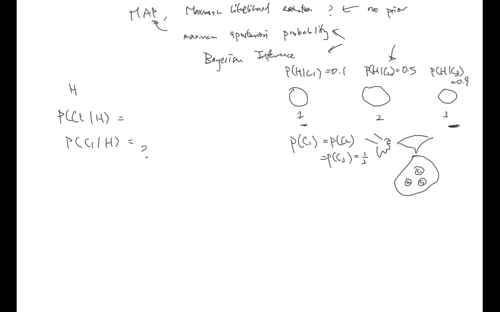Assuming I have no information here, P(C1), P(C2), and P(C3) are all 1/3. I have P(head given C1) equal to 0.1, P(head given C2) equal to 0.5, and P(head given C3) equal to 0.9. So what is P(C1 given head)? I just picked that coin once and got a head. Now I ask, what is the probability that the coin is actually a type 1 coin?